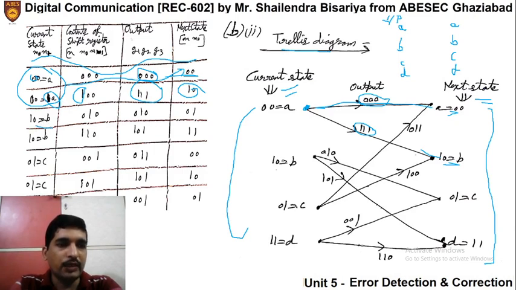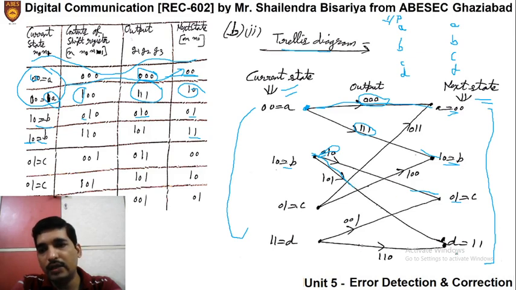If the state is B and the input is 0, the output will be 0 1 0 and the state will be 0 1, that is C. So if the state is B, input is 0, output is 0 1 0, and the state will be C, through this path. And if in B the input is 1, the state will be D, 1 1. So from B, this is the path to state D, 1 1, and the corresponding output in this case is 1 0 1.